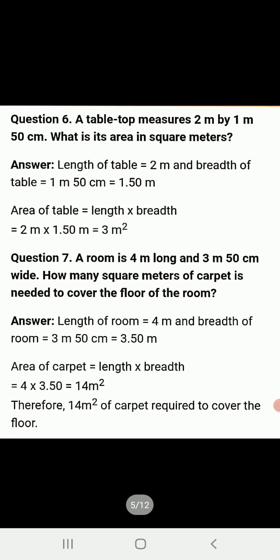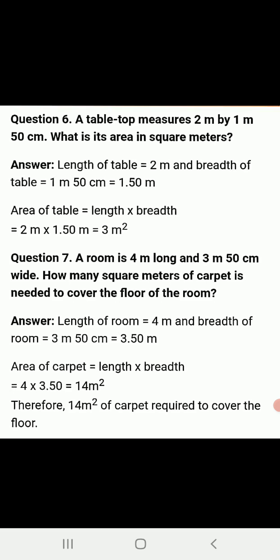Question 6. A tabletop measures 2 meter by 1 meter 50 centimeter. What is its area in square meters? So here there is a tabletop, the top of the table. It will be in rectangular shape. The length is given as 2 meter. Breadth is 1 meter 50 centimeter. So we'll just convert it and write it as 1.5 meter, because both have to be in the same units for that purpose.